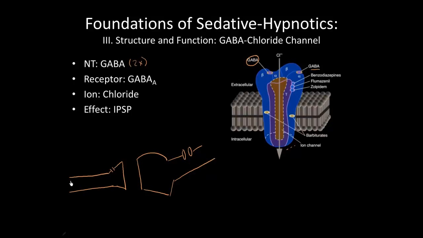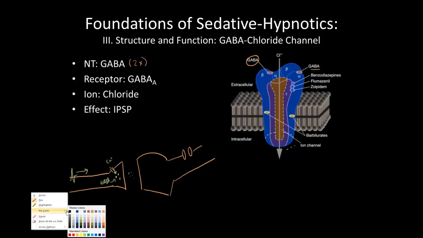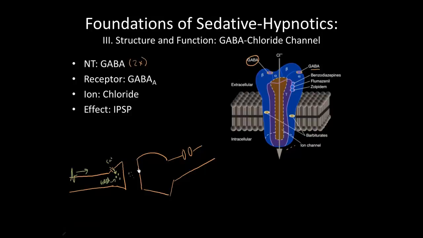So we have an action potential. It comes down the cell. We have this voltage-gated calcium channel. This allows calcium to come in, and so calcium comes in, and it causes the fusion of these vesicles. And what are these vesicles containing? They are containing GABA. And so from this presynaptic neuron, these vesicles traverse across the synaptic cleft, and they will bind to a receptor on the postsynaptic membrane.